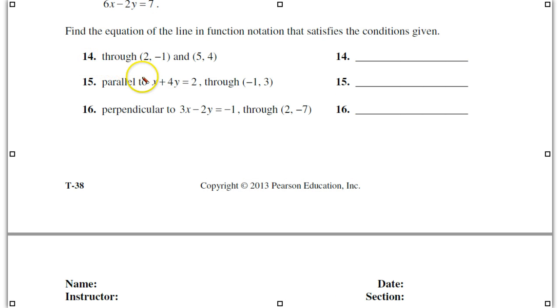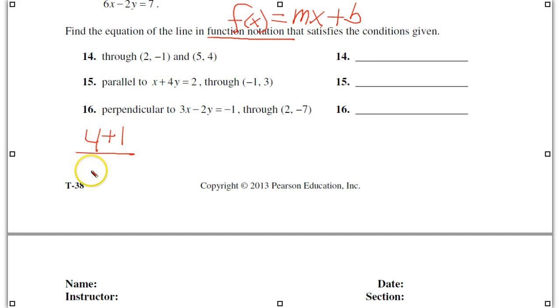Okay, number 14, they want you to find an equation, but they want it in function notation. That's sort of like slope-intercept, but we put f of x instead of y equals this. So we have to find the slope first. So 4 minus a minus 1 is plus 1. 5 minus 2. So this is 5 over 3.